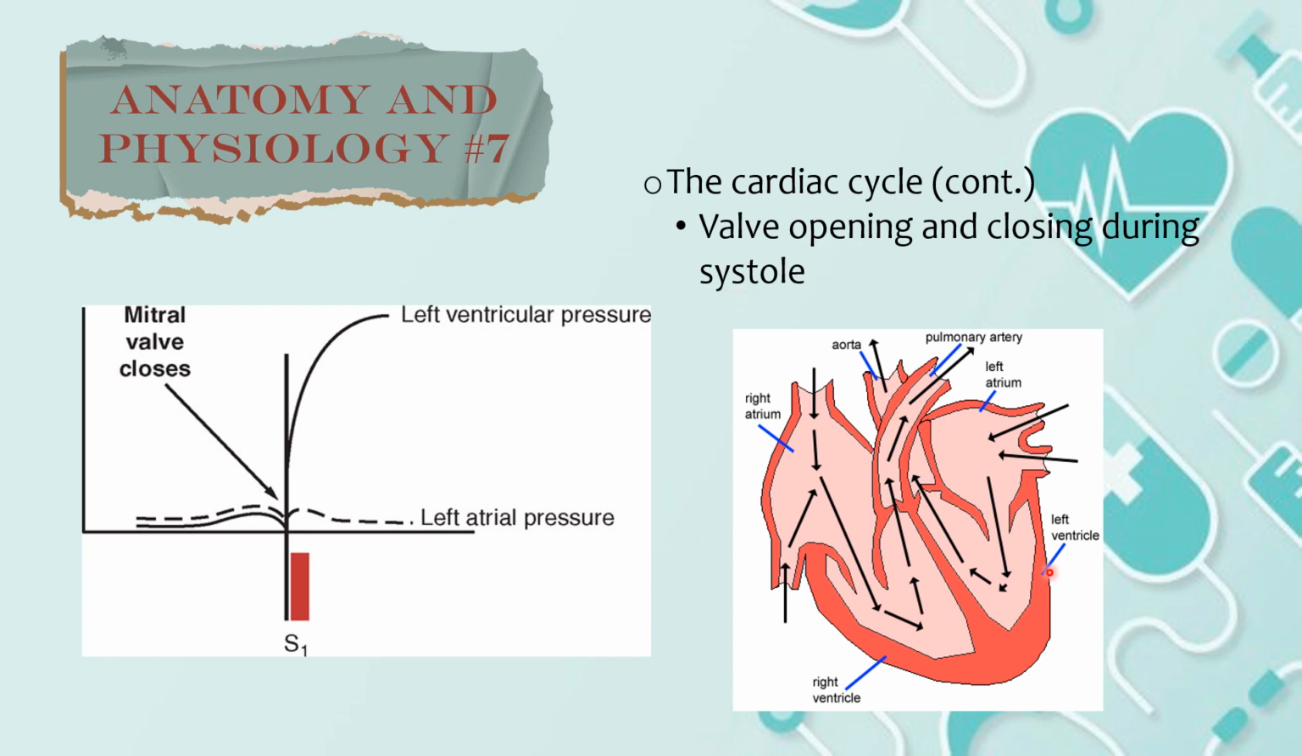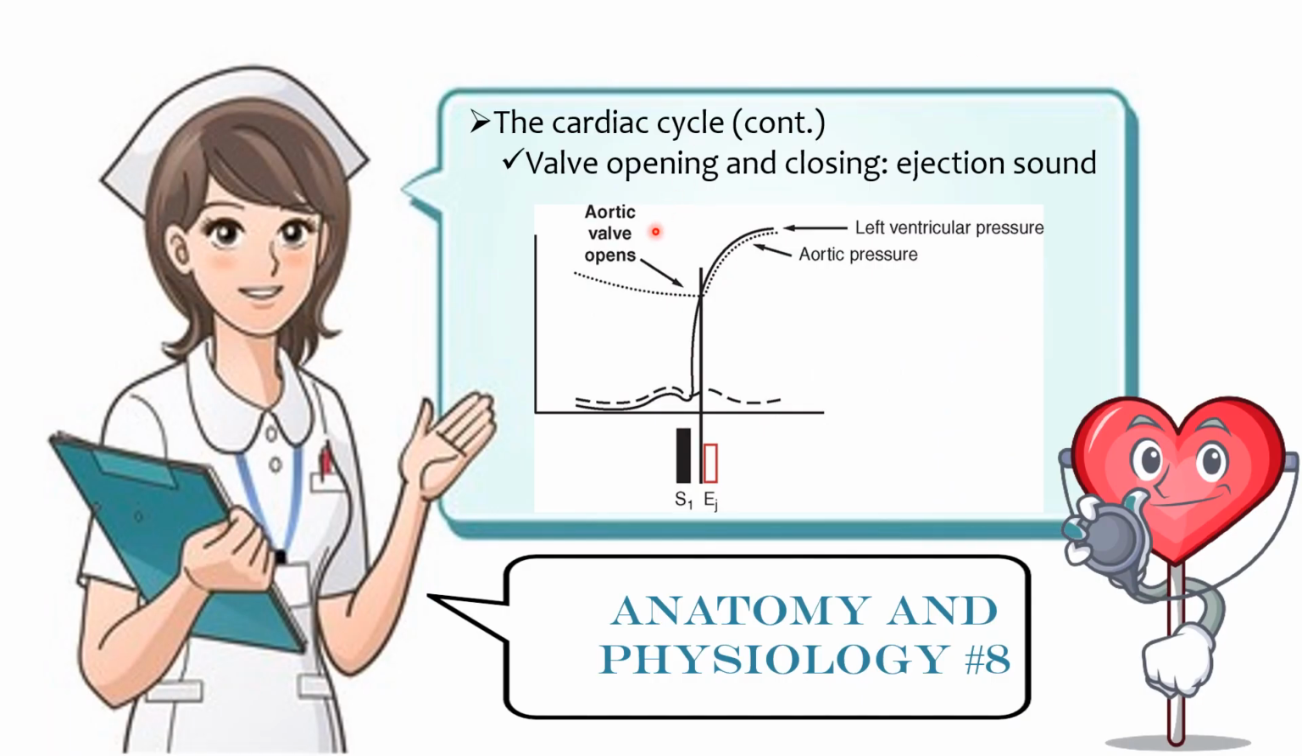Then the left ventricle starts to contract and ventricular pressure rapidly exceeds the left atrial pressure, shutting the mitral valve. Closure of the mitral valve produces the first heart sound, called S1. As the left ventricular pressure continues to rise, it quickly exceeds the pressure in the aorta and forces the aortic valve to open. Normally, maximal left ventricular pressure corresponds to the systolic blood pressure.